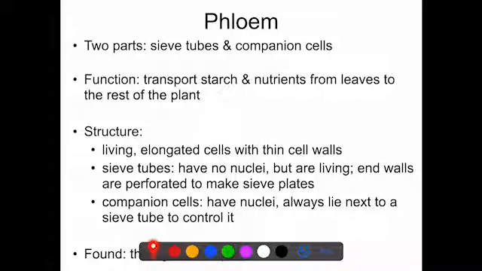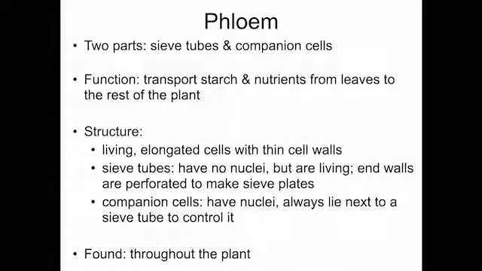Your phloem cells, both of them are living cells, but the sieve tubes have no nuclei. So most of the organelles in your sieve tube have disappeared. All that's left is the cytoplasm and the cell membrane. So how does the sieve tube know what to do? How is it able to carry out its function? Well, that's because it is controlled by a companion cell. Now, the companion cell has plasmodesmata that connect it to the sieve tube, which allow it to control the sieve tube. And again, obviously, because phloem is carrying both starch and nutrients into the roots and up to the leaves, it is found throughout the plant.